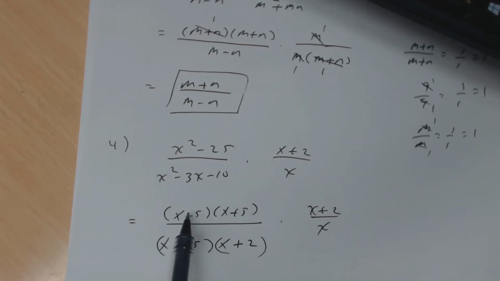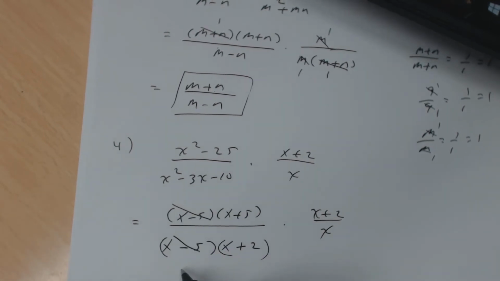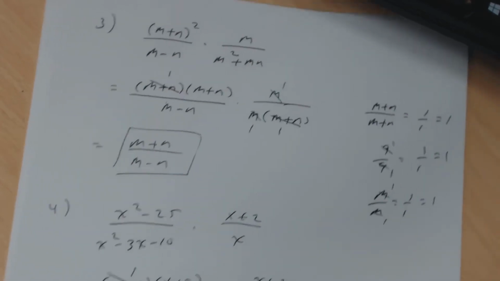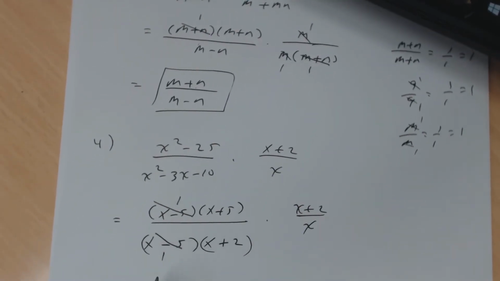Okay, so let's look at your factors and see what we can do. Always start with the first factors. Now make sure you know what your factors are. My factors are x minus 5, x plus 5, x plus 2, x minus 5, x plus 2, and x. All right, so x minus 5. Does x minus 5 occur as a factor down there? The answer is yes. So I'm going to divide those out. Remember, I'm dividing out, which means that I'm left with factors of 1 in their place.